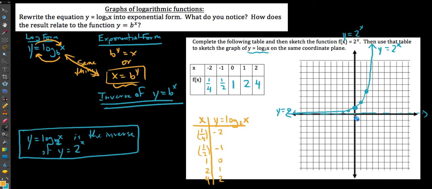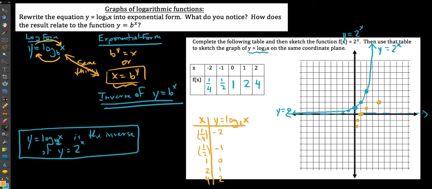And so I know that if I go right 1/4 and down 2, I'd be about right here. If I go right 1/2 and down 1, I'd be about right here. If I go right 1, I'd go up and down none, so that'd be this point right here. Right 2 up 1, and then right 4 up 2. That'd be this point right here.